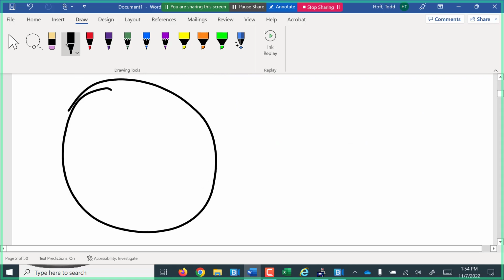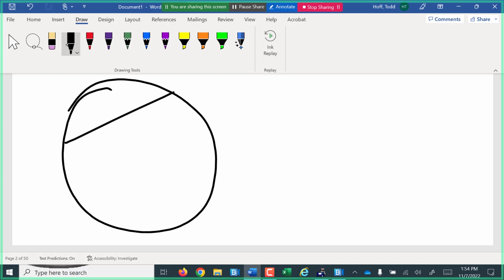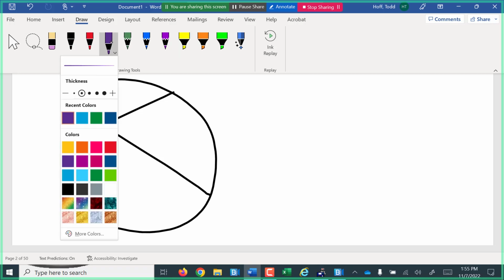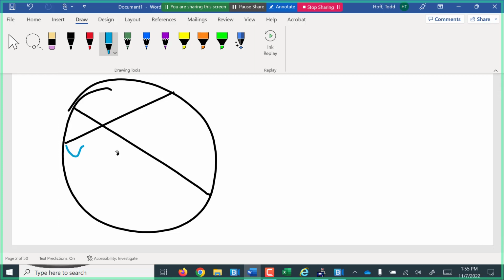So we've talked about chords. I want to talk a little bit more about chords here. In fact, I want to talk about intersecting chords. So if I have a chord like that, and then another chord that intersects it like this. Let's say this chord here is split into pieces of 4 inches and 9 inches.